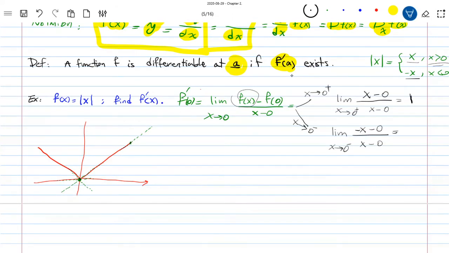What do we get in this case after simplifying? Negative 1. And what does it mean? On the right side, what did you have as the slope? This dashed line is the slope 1. On the left side, the other dashed line has slope -1. So it means the tangent line at the point 0 basically has two different slopes. Not possible. So you cannot have a unique result. Therefore, the derivative at that point does not exist.